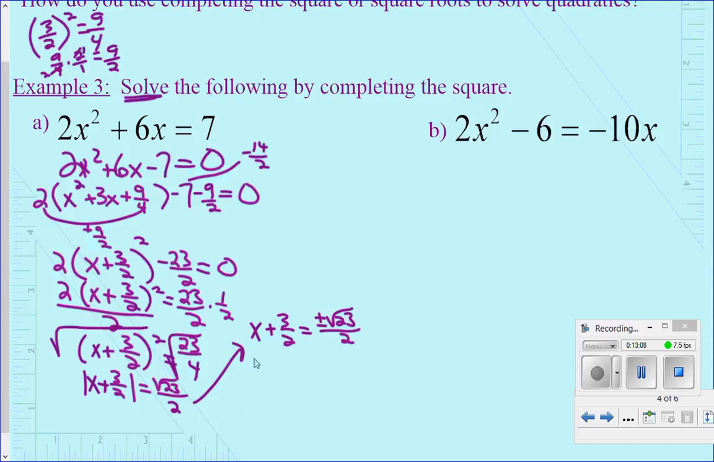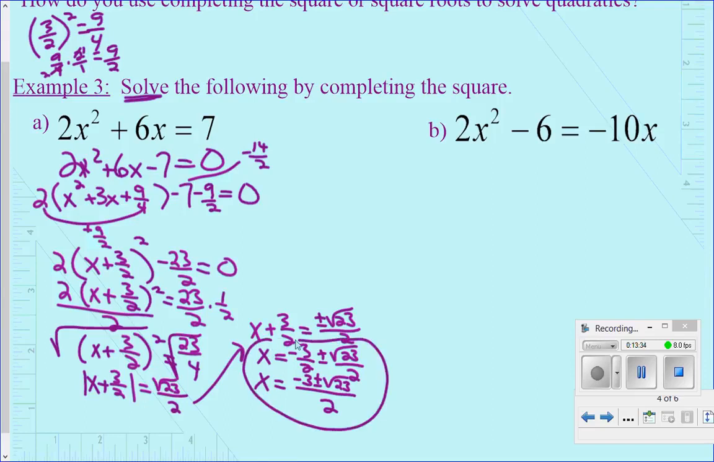And lastly, I'm going to subtract the 3/2. So I have negative 3/2 plus or minus the square root of 23/2. Now, that's fine for an answer, or if you want, you may notice that the denominators are the same. So I can actually combine those two fractions and just make one large fraction, negative 3 plus or minus the square root of 23 all over 2. They're the same thing, and I would accept either answer. However, the second answer is more similar to what you would see had you solved this equation using the quadratic formula. So again, either of those two final answers are good.